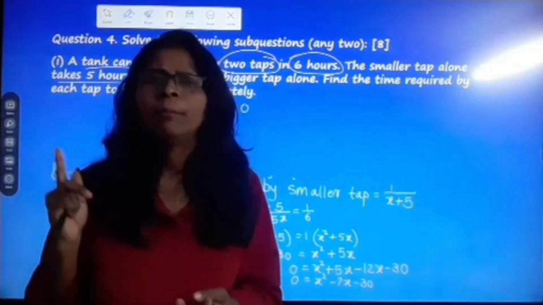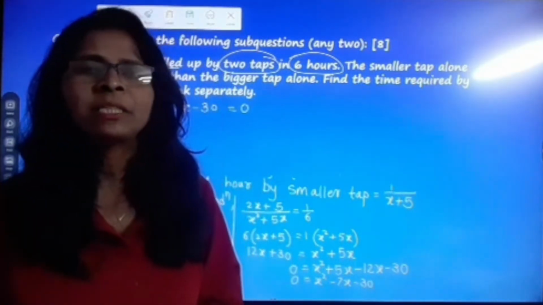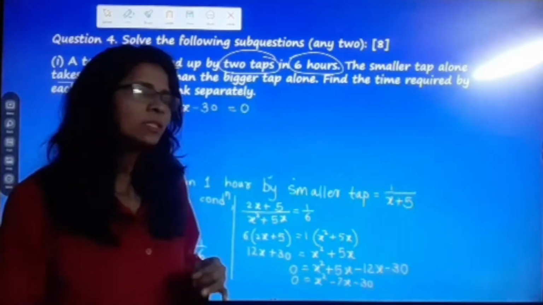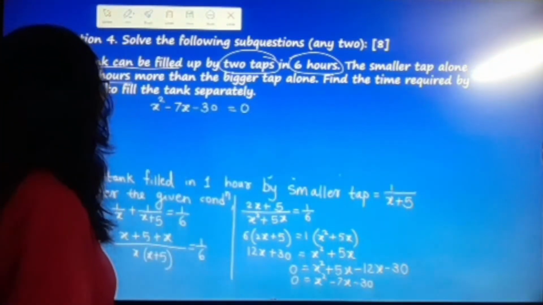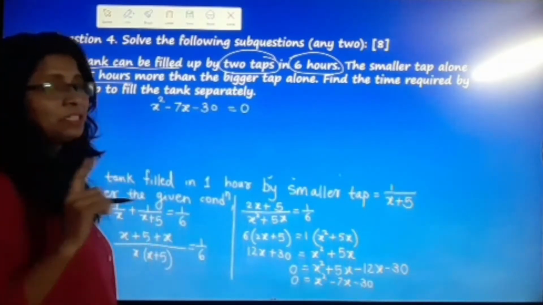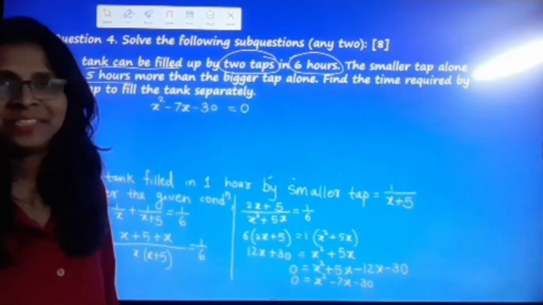By the factor method, by the formula method, you can find out this equation. Okay students, so anyway you can do it. Okay, then here students, I solve this equation with the help of the factorization method.